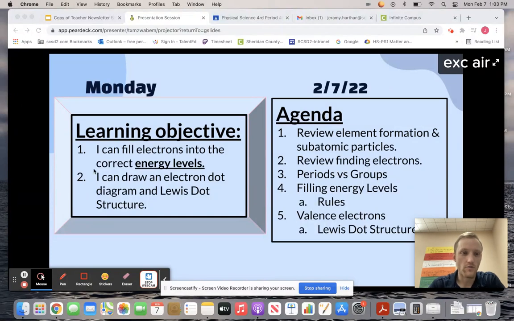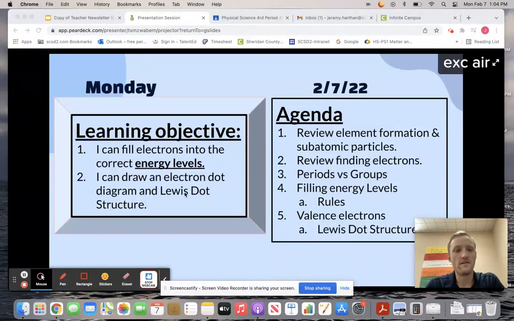Okay, so our goal is we want to be able to fill in electrons into specific energy levels. And you're going to find later on that the number of energy levels they have, and the number of valence electrons in those energy levels, is really what is going to determine the properties of an atom. So when we say something is very reactive, like potassium or lithium, it has to do with these energy levels and how they're filled and what groups they're in.